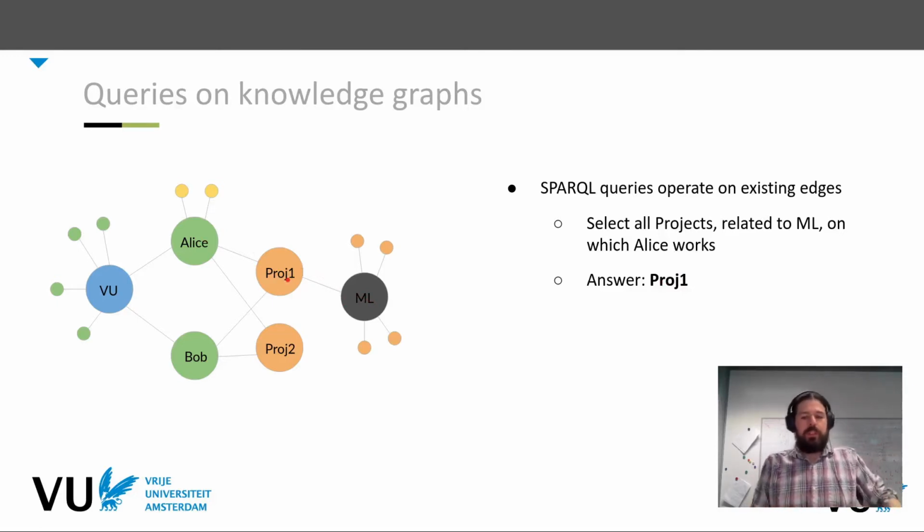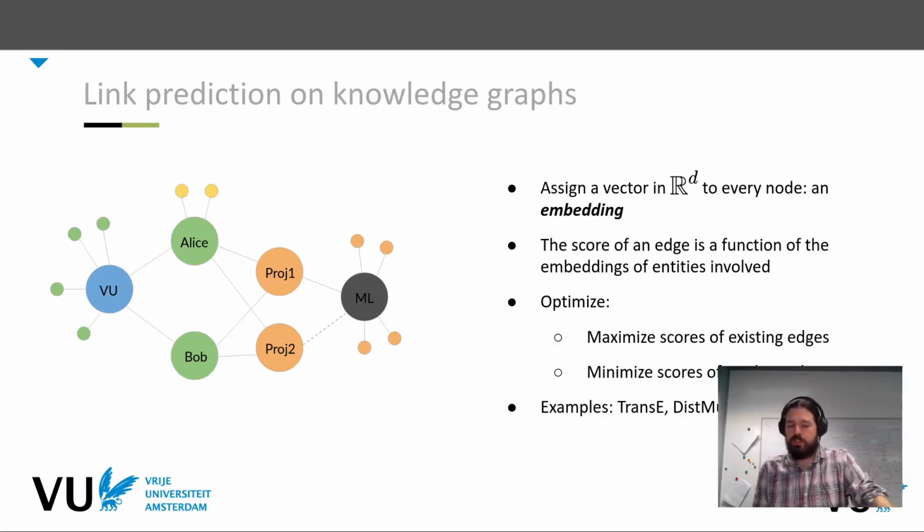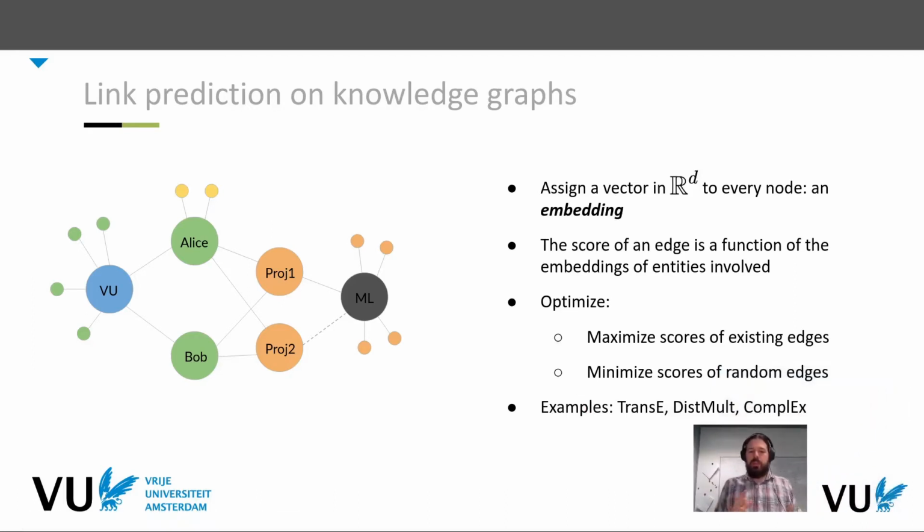Now the question is whether this answer is complete. And of course, if you look at the graph, the answer is complete. But the point is that project 2 might also be an answer, because you can see that both Bob and Alice work on both these projects. Project 1 is about machine learning, so maybe project 2 should also be about machine learning. So what could be the case is that there is a link missing between project 2 and machine learning. It's just forgotten, a missing edge in the graph.